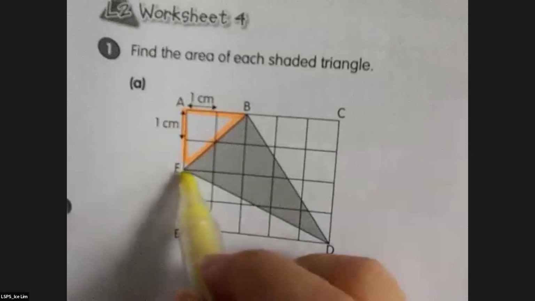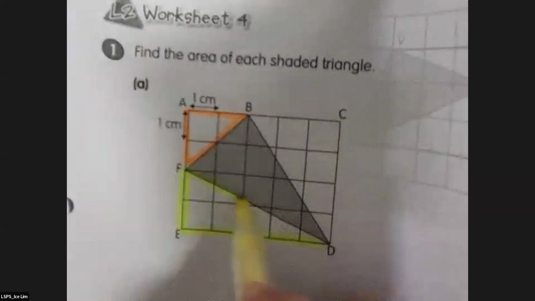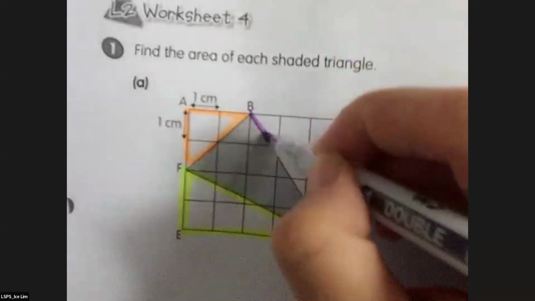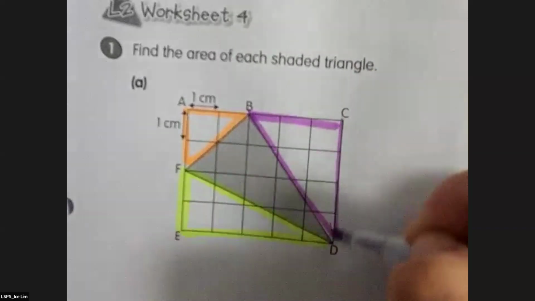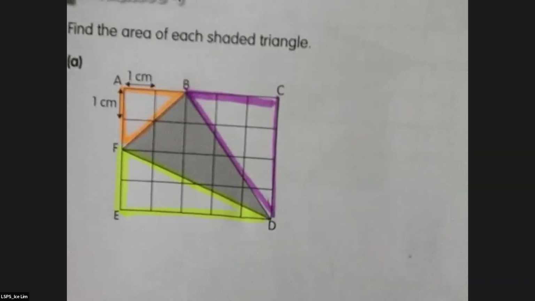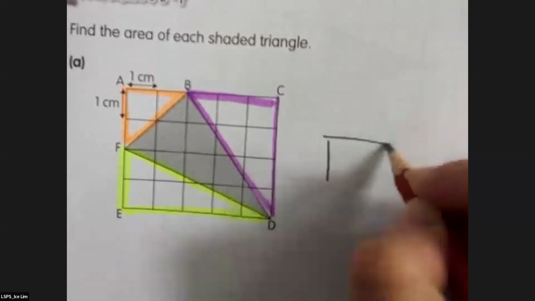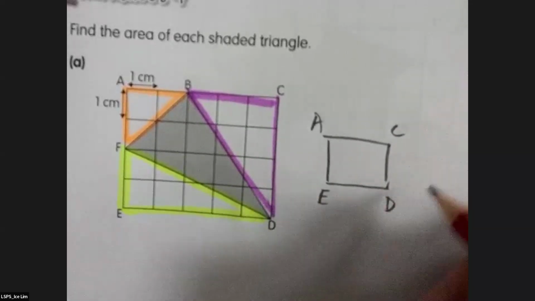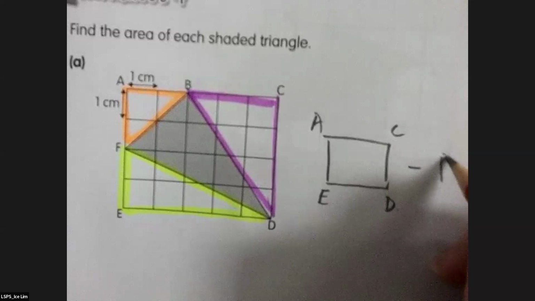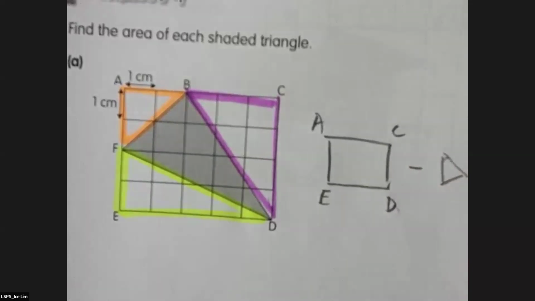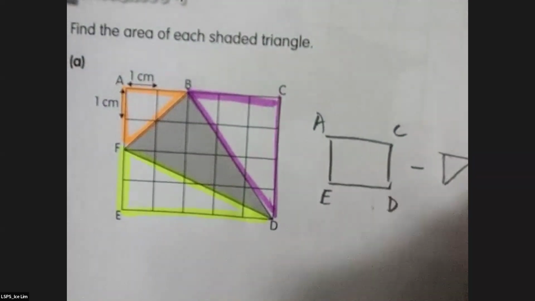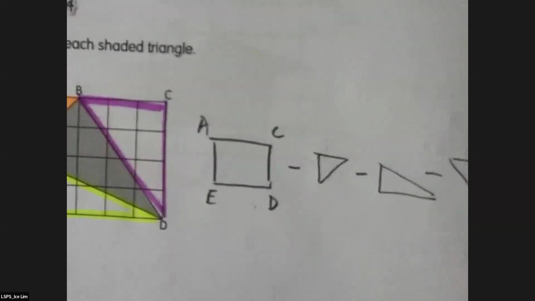Okay, just last one. And here. So for this one, to find the shaded triangle is using this rectangle ACDE minus the orange triangle minus the yellow triangle minus the purple triangle. And you get the answer. So that's the idea.